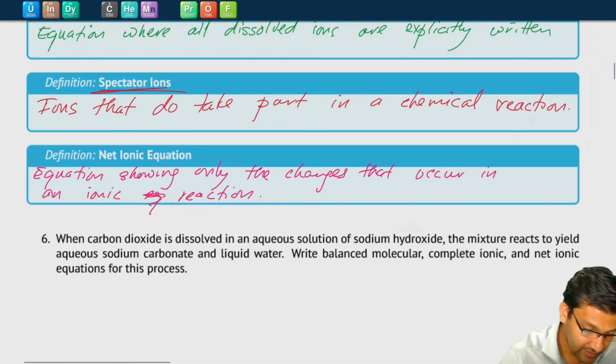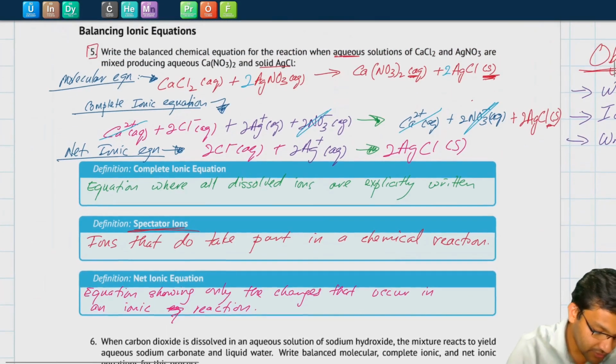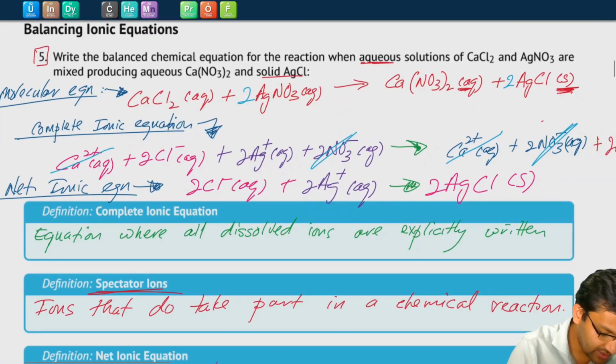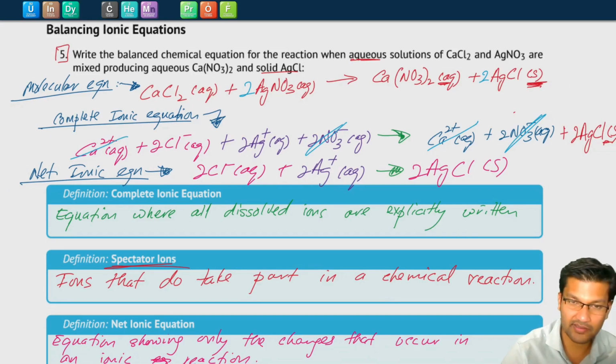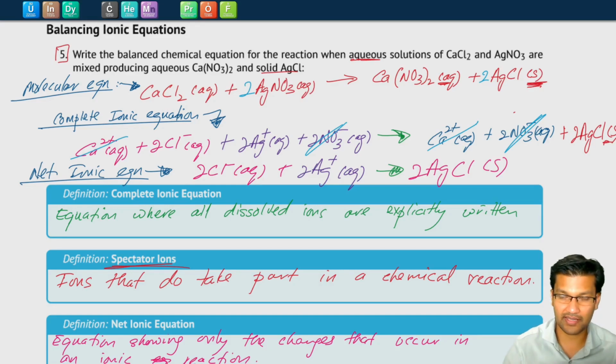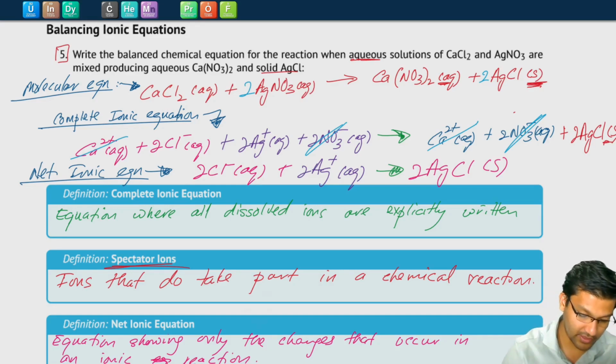So there we have it, the types of ionic equations. The regular equation, we just call that a molecular equation. Once we break everything that is aqueous apart, we call that a complete ionic equation. And once we cancel out all of the ions that remain the same on the left and right hand sides, we call that a net ionic equation.